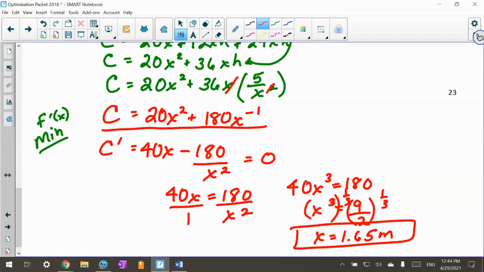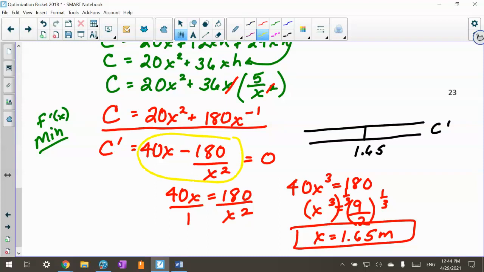Now we're going to check all this out. Remember, we have to do the C prime sign chart to make sure that really is a minimum cost. So I'm going to put 1.65 here. When you check that, you should be looking at this in your calculator. If you go to the left, and you should really practice doing this, you're going to get some negatives and positives. So this really is a minimum cost. That's our first derivative test.